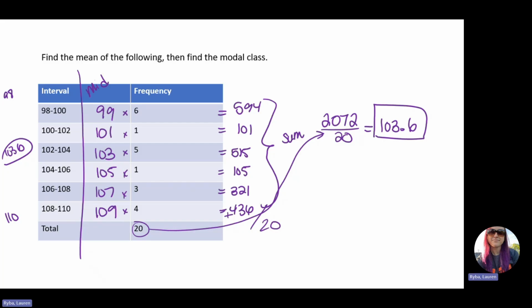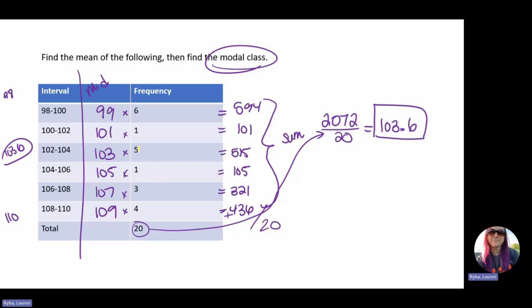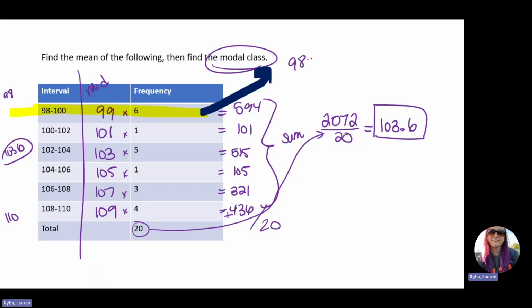You can also determine what is called the modal class from a set of grouped data. And that is just a matter of looking at your frequencies and telling me which group happens the most or has the highest frequency. So the highest frequency is 6, which means this group here, 98 to 100, is the modal class. That is the grouping of values that occurs the most.